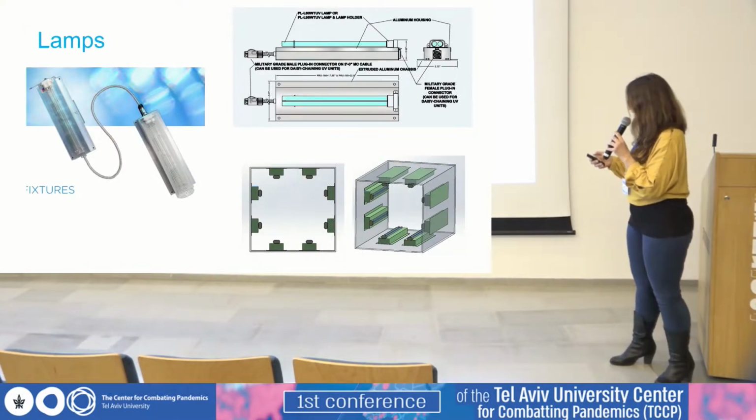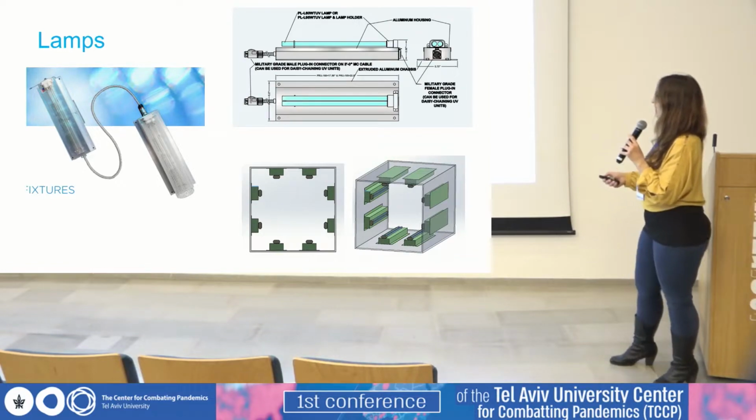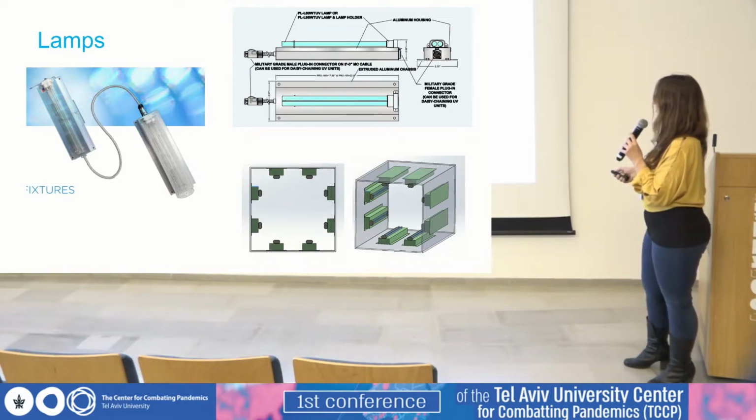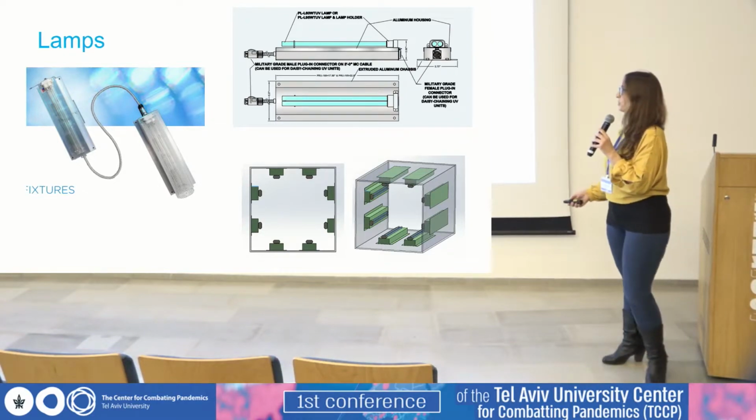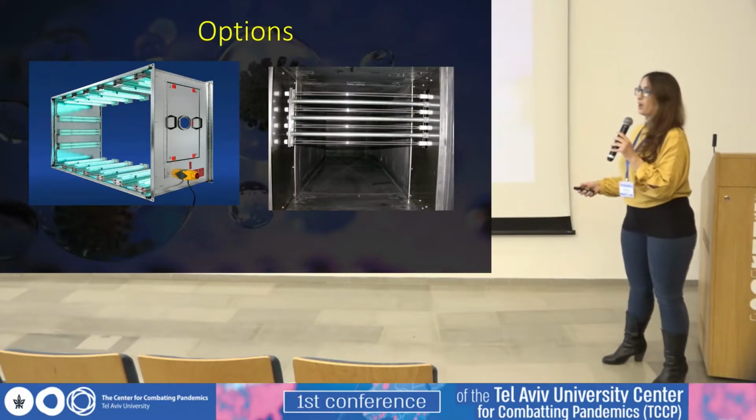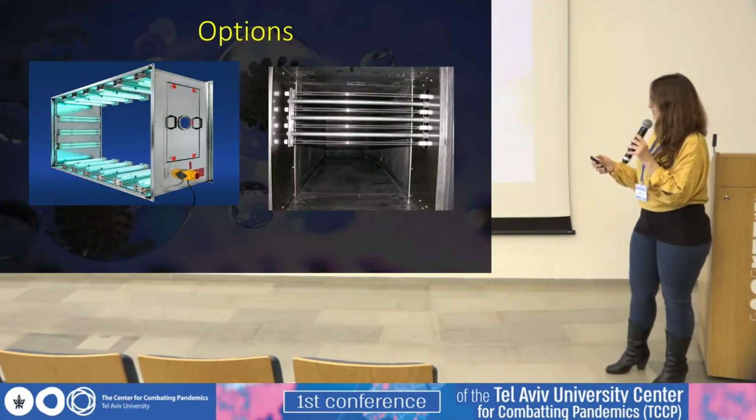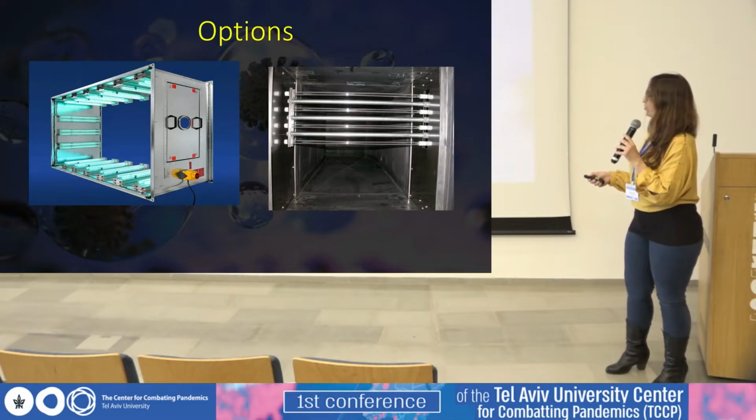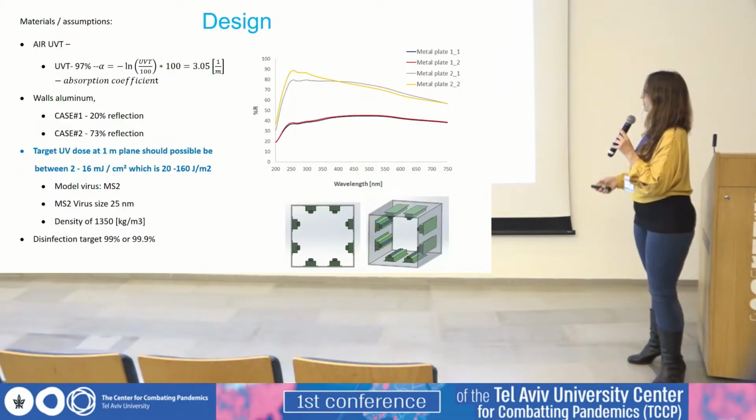So the next step was to design how we would situate the lamps around the air duct. This is, for example, our first design, where we're using 8 lamps. Each lamp is 95 watts in order to generate enough UV to inactivate the viruses. However, the UV could be implemented in various ways, either along the perimeter or perpendicular to the airflow.